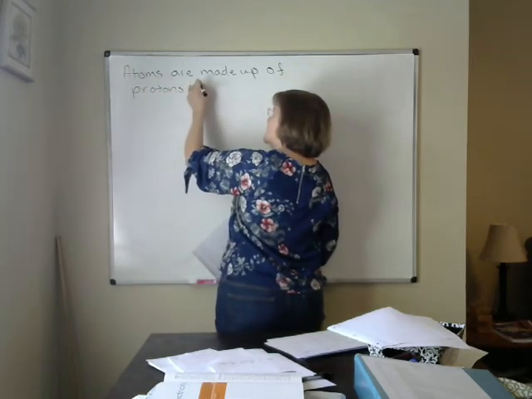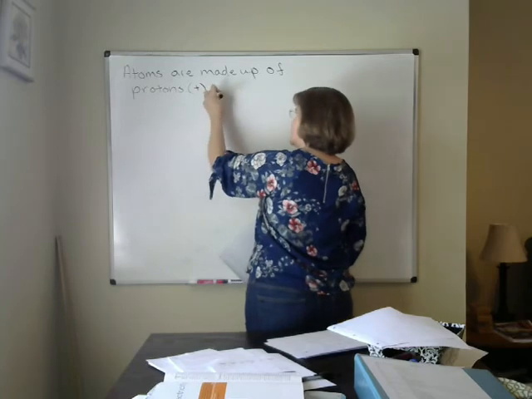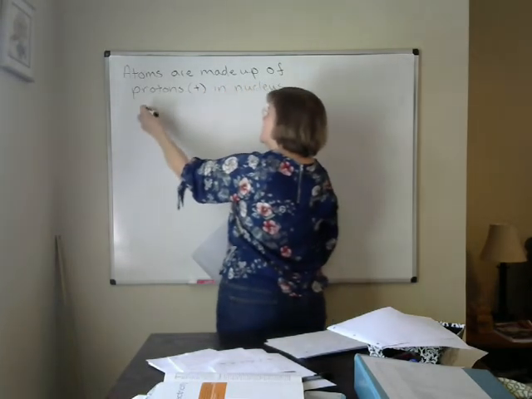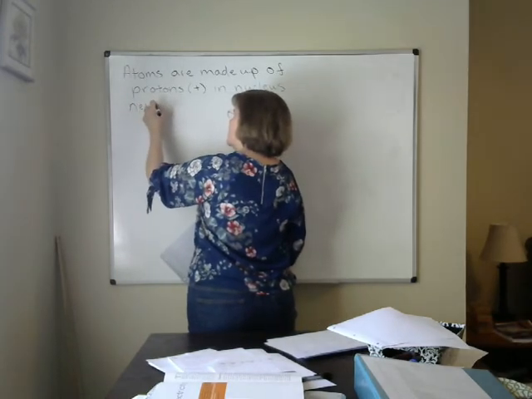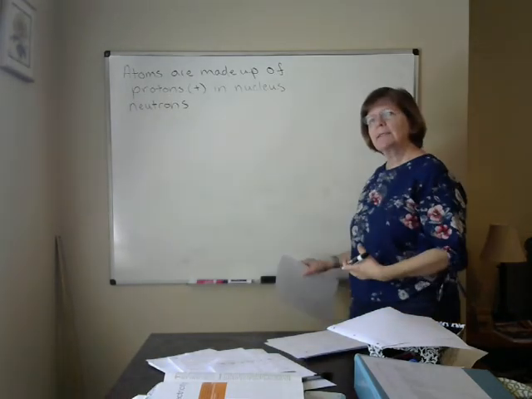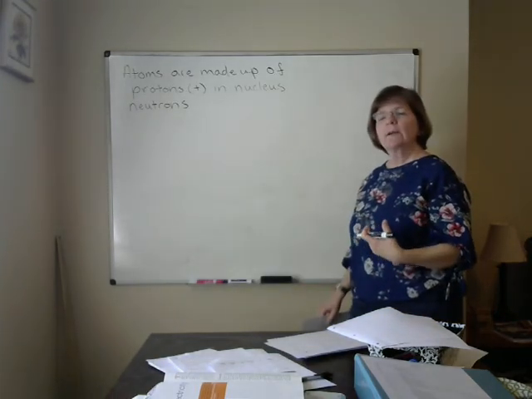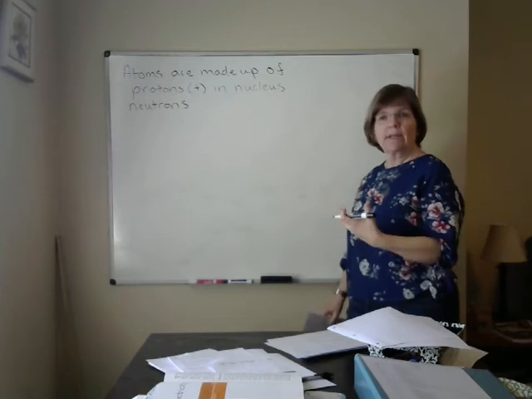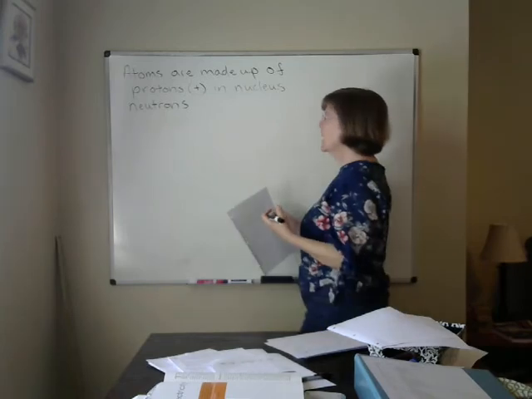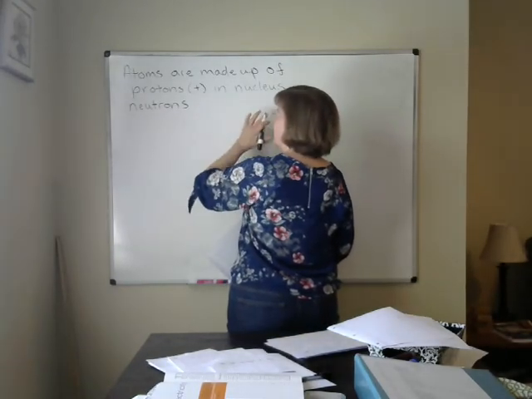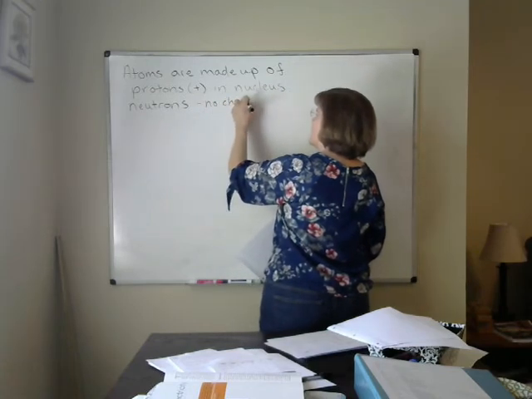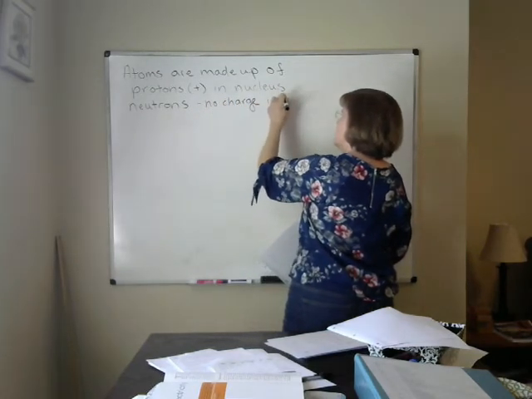those are positive, and they are in the nucleus. There are also neutrons. Neutrons are particles, they're about the same size as a proton. Protons and neutrons are really heavy compared to electrons. They're about 1,800 times heavier than an electron. And they are neutral, so they don't have any charge. And they are also found in the nucleus of atoms.